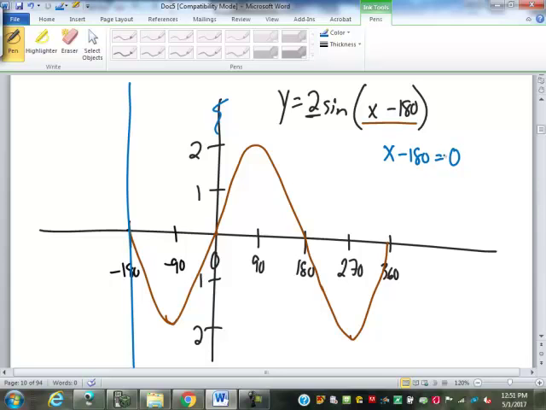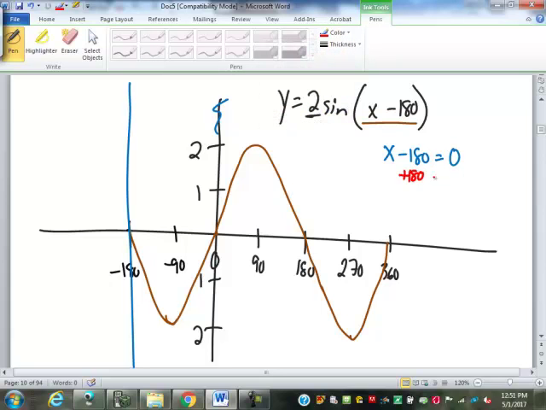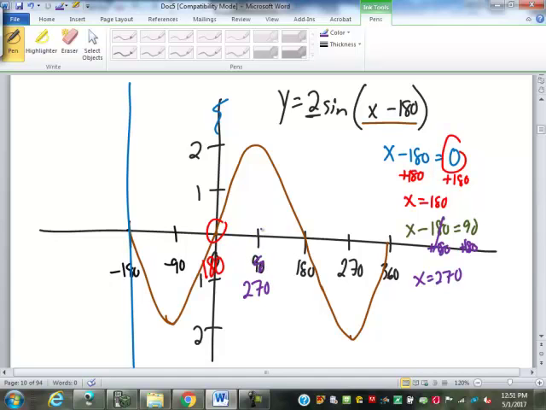I can solve it. x minus 180 equals 0. How would I solve that for x? I add 180. So 0 degrees here now becomes 180 degrees. Does that make sense? 90 degrees, well, x minus 180 equals 90 degrees. I add 180 to it. x equals 270. 90 degrees here now becomes 270 degrees, and so on. This is actually going to be a positive 90, and this is going to be 0 if I did that.